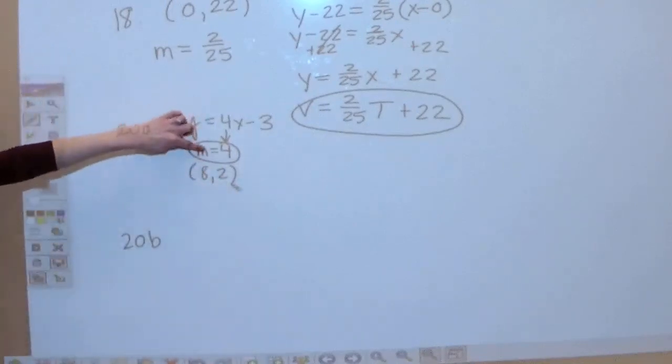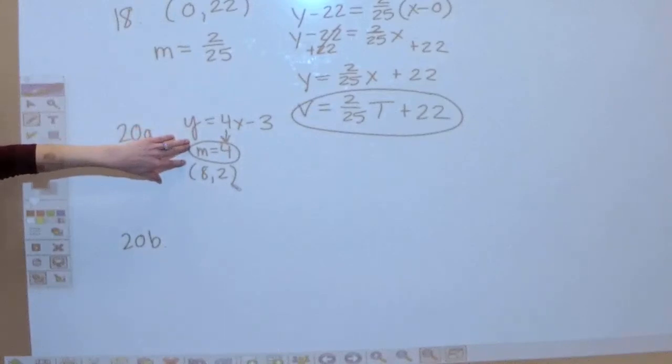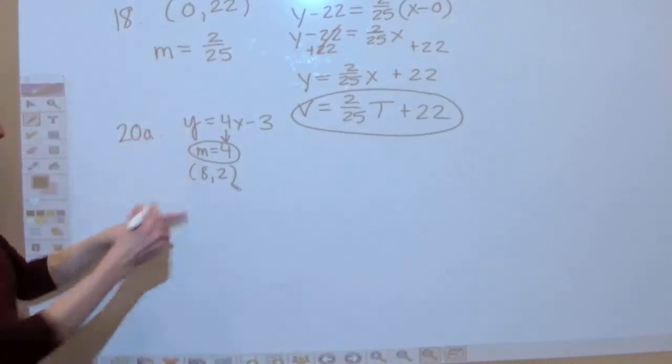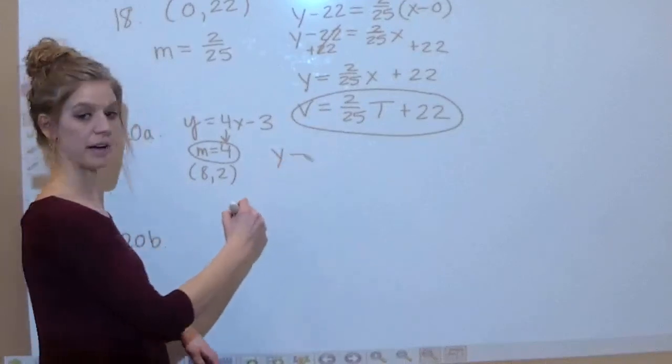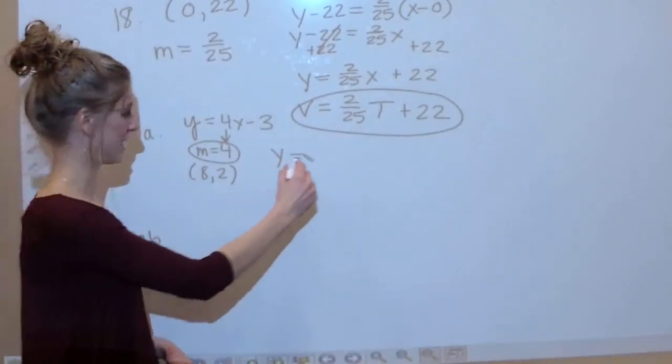And so if I have a slope and I have a point, which form should I use? Point slope, right? It makes sense. Point slope. So we're going to go y minus what? 2.